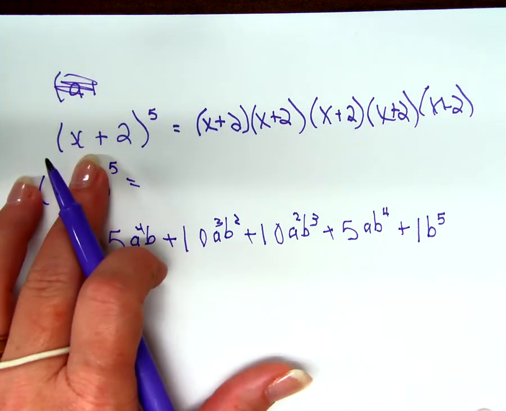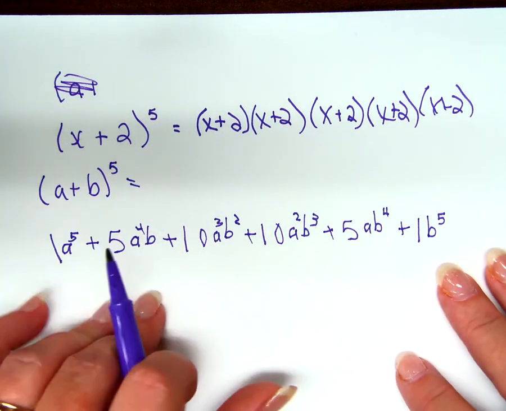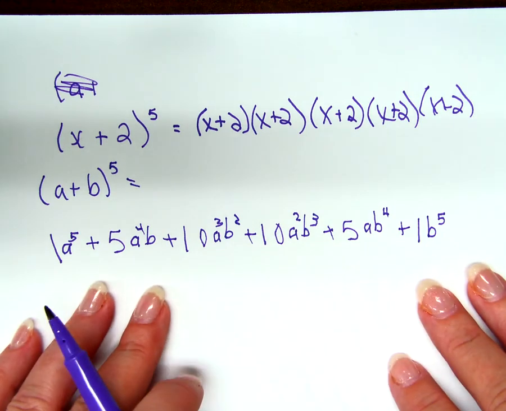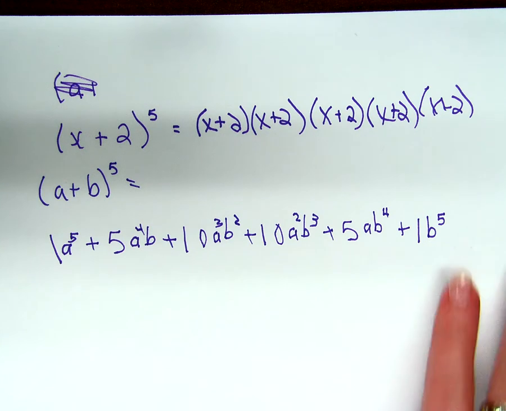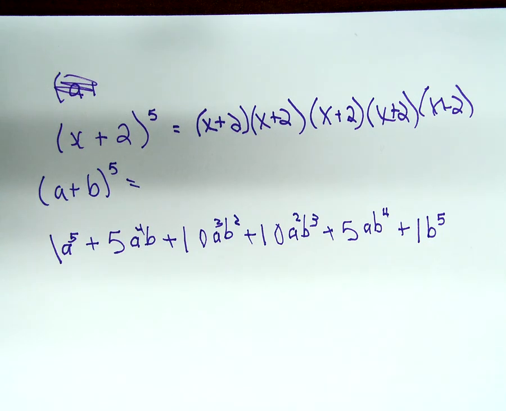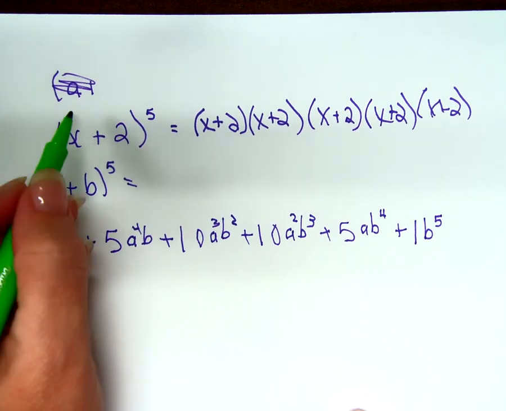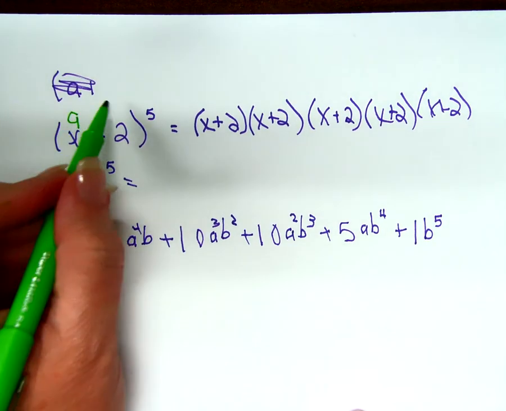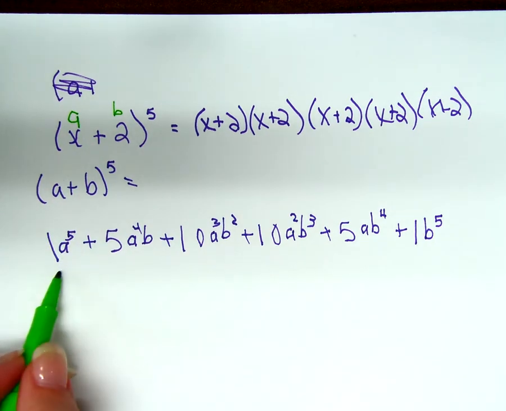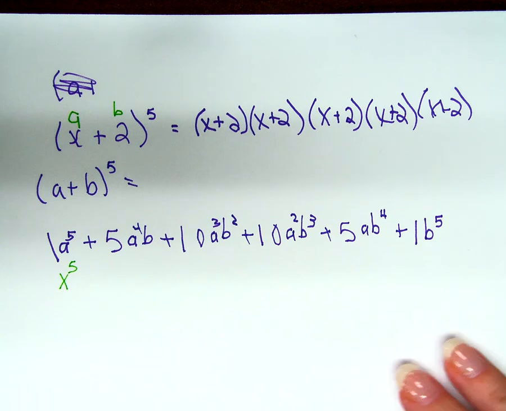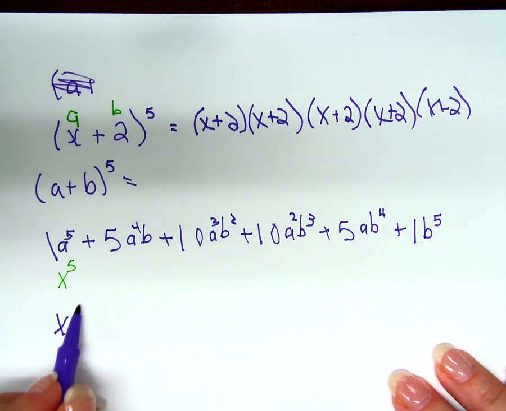Okay? In this particular problem, we have x plus 2, which we're about to use binomial expansion for, to actually get the answer. So, here we go. You ready? In this problem, what's A? X. And what's B? 2. So if I say a to the 5th, I'm really saying x to the 5th. Well, can I simplify that at all? It's just x to the 5th.